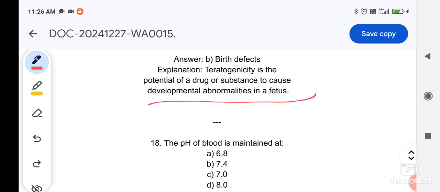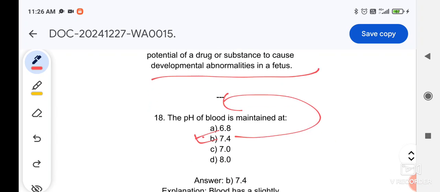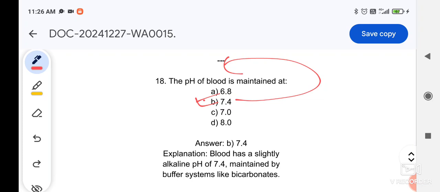Now the pH of blood is maintained at: option A 6.8, option B 7.4, option C 7.7, option D 8. The correct answer for the 18th question is option B, that is 7.4. 7.4 is the pH of blood. Blood has a slightly alkaline pH of 7.4, maintained by buffer systems like bicarbonates.